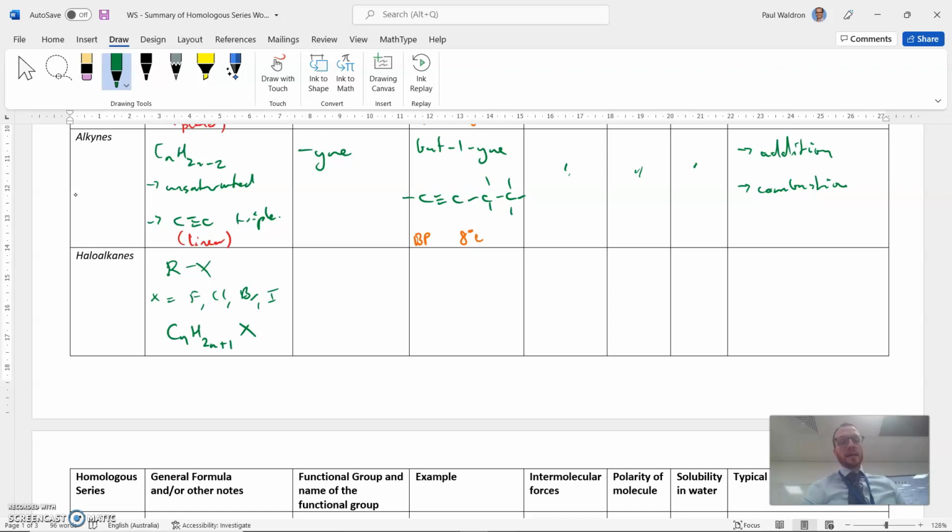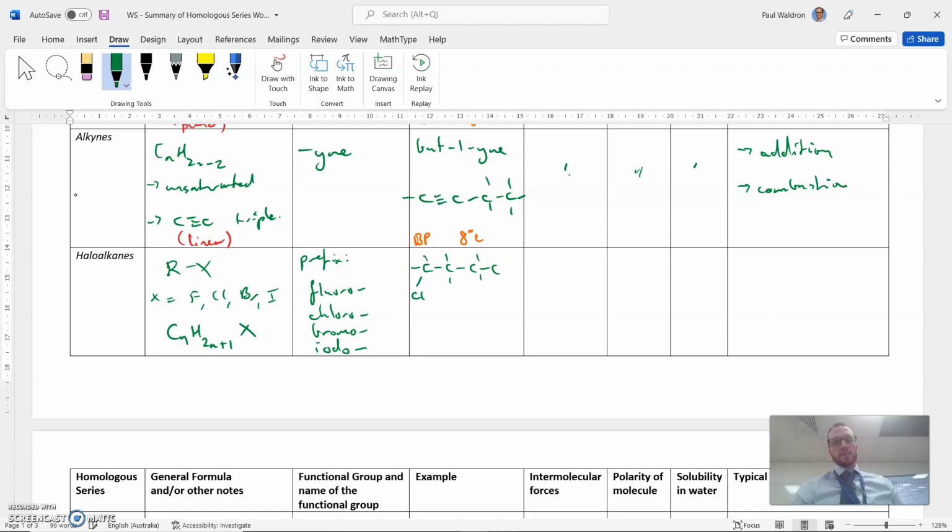In terms of naming, we'll have the prefix, right? If it's fluorine, it will be fluoro, chloro, bromo, or iodo. Yeah? Fluoro, chloro, bromo, iodo as a prefix in terms of naming. You could have all of them. Yeah, you could. You could have all of them. All right.